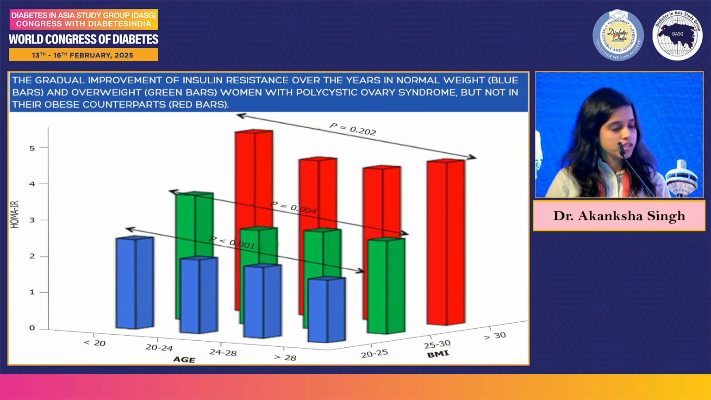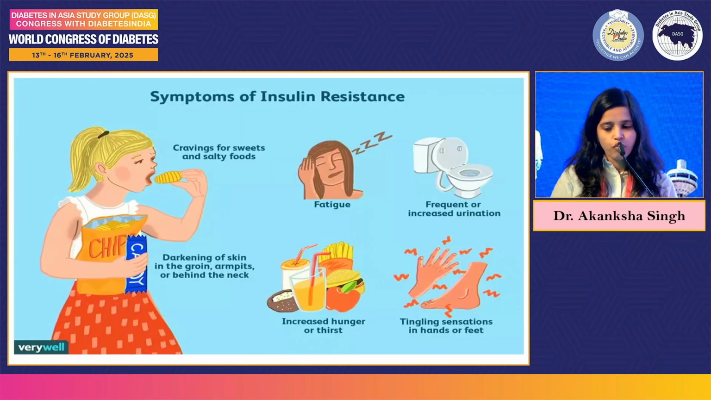This graph shows the gradual improvement of insulin resistance over the years in normal weight and overweight women with polycystic ovary syndrome, but not in their obese counterparts. So what are the symptoms of insulin resistance which we commonly see in a patient of PCOS? Patients can have craving for sweet and salty foods. There can be darkening of skin in the groin, armpits, or behind the neck. There can be increased hunger or thirst, fatigue, and frequent or increased urination.